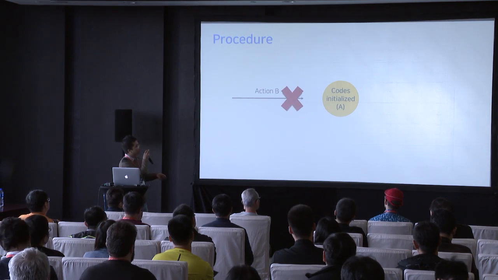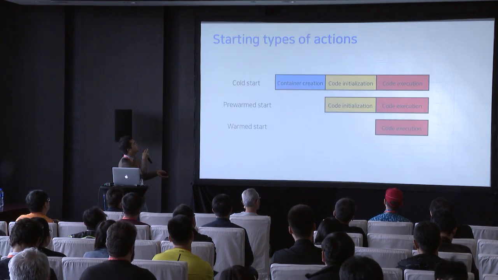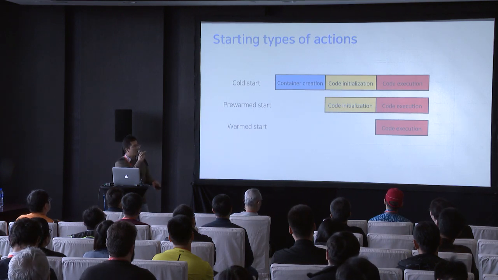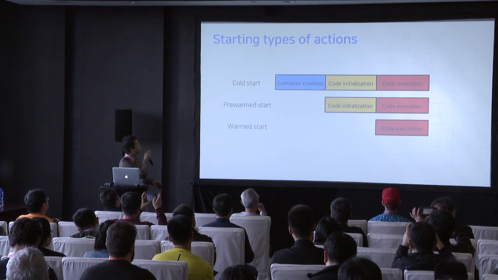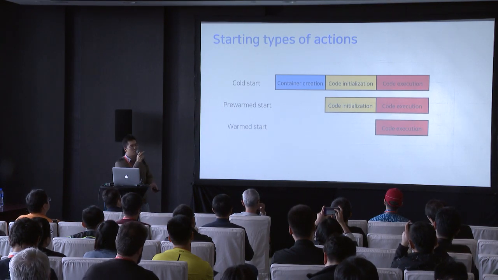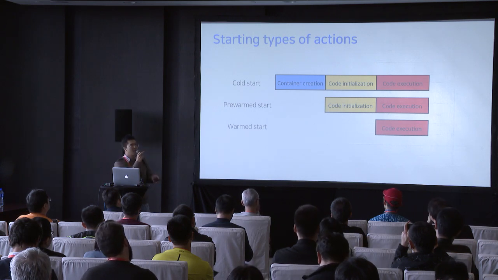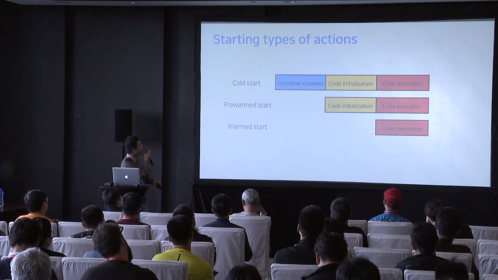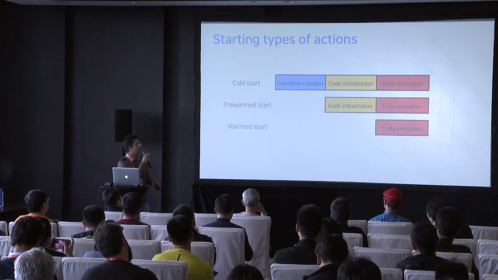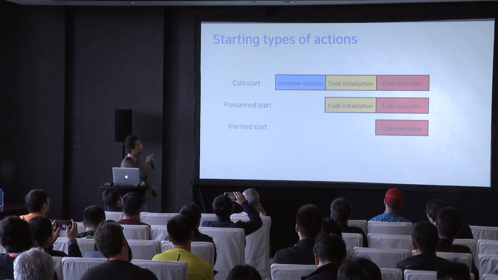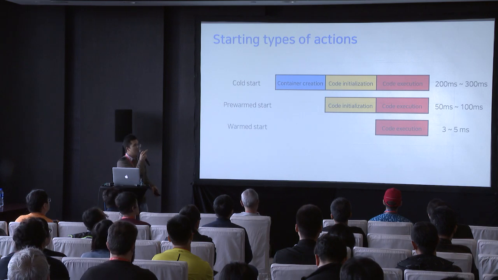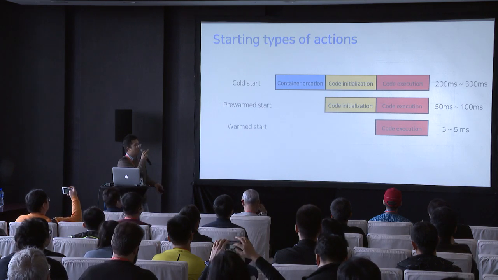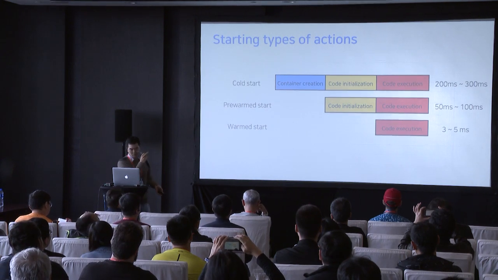And from these three steps, we can conclude that there are three types of invocation request. The first one is cold start, which has three steps: the container creation, the code initialization, and the code execution. And the second one, pre-warm start, we don't need to create a new container for it, just initialize the code and execute the code. And the last one, which only has one step, the code execution, is the so-called warm start. It's clear that the warm start is the best case for an invocation request. It only needs to take several milliseconds.